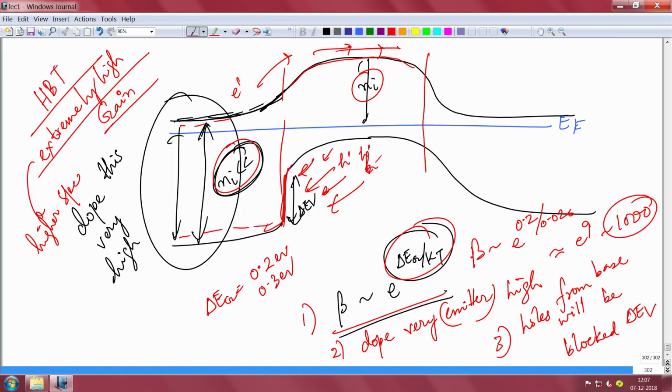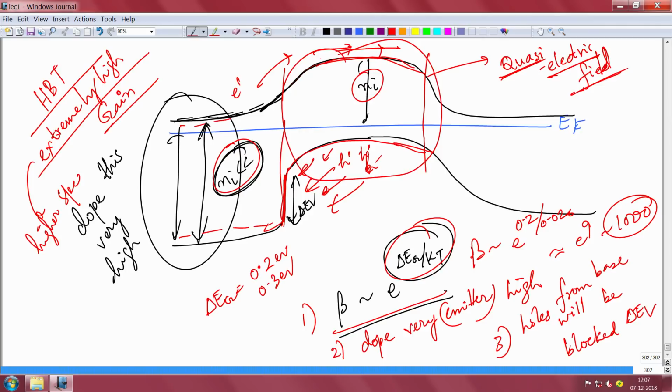you can grade this base layer so as to develop a quasi electric field. Remember I told you in the last class or probably last to last class, when you have a grading in the layer, your conduction and valence band slope can be adjusted accordingly because of the gradual change in the band gap. It is called grading, and that can lead to an additional electric field called the quasi electric field in the base layer, which is not possible if the semiconductor has only one band gap.